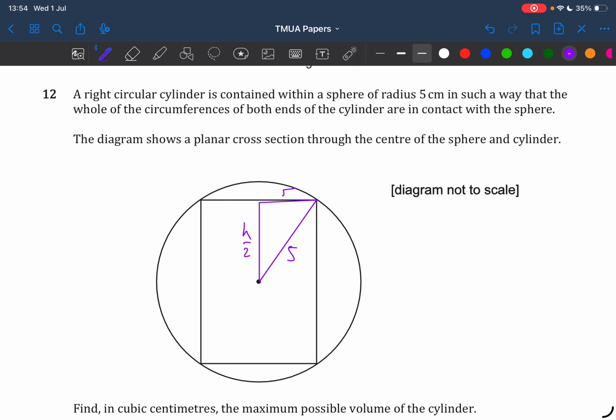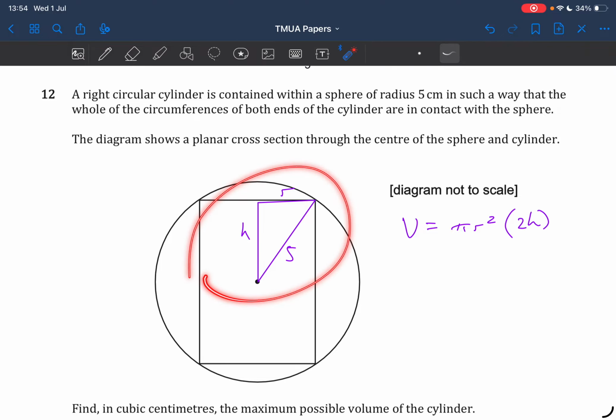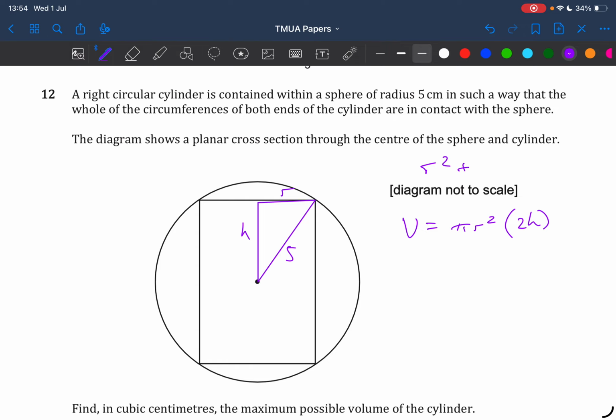Okay. What's going on? Well, the volume of a cylinder is pi r squared h. I'm going to make my life a little bit easier. This being h over 2 is not so nice. Let's just make it h. And therefore the total height of the cylinder is 2h. Yeah. So we have pi r squared 2h. And we also have the relationship from Pythagoras, where r squared plus h squared equals 25. So I can replace the r squared with 25 minus h squared. So it should be 2 pi h, 25 minus h squared.